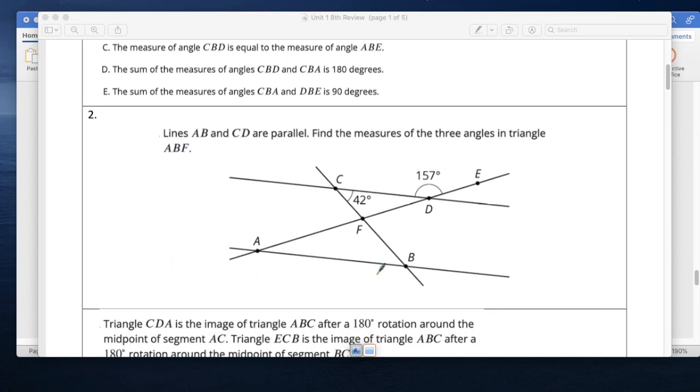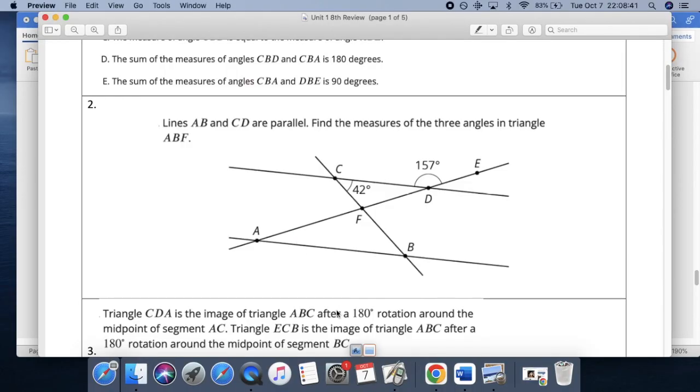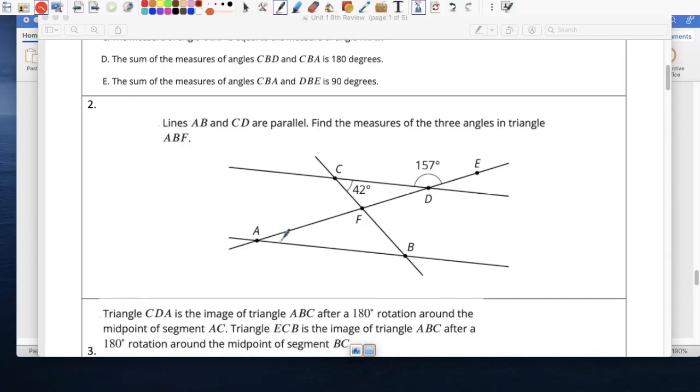Number 2. Lines AB and CD are parallel. Find the measures of the three angles. I guess the picture doesn't show up, and I forget. But let's see if we can find all the angles. On your test, it'll probably be something like this: find this angle, find this angle, find this angle. You know what? Let's just find all of them, and then we don't have to worry about it.